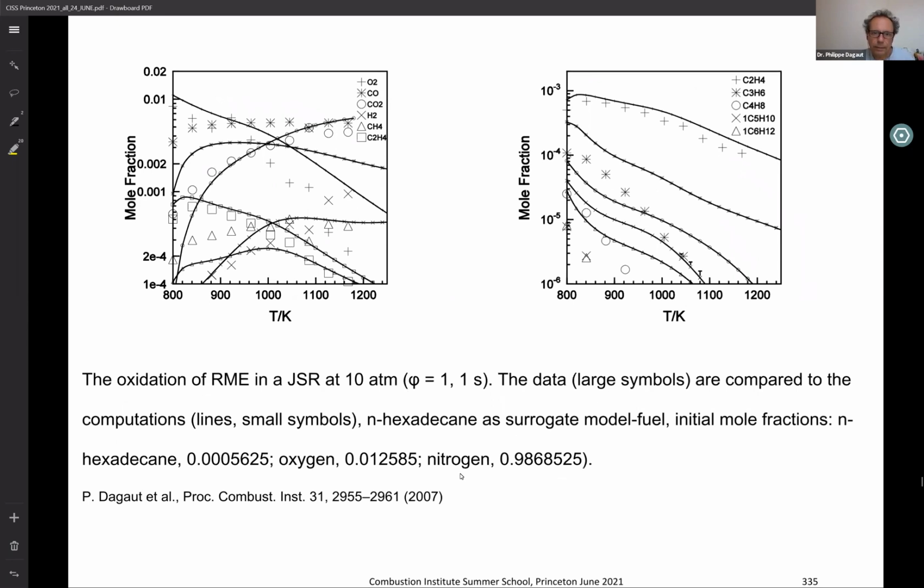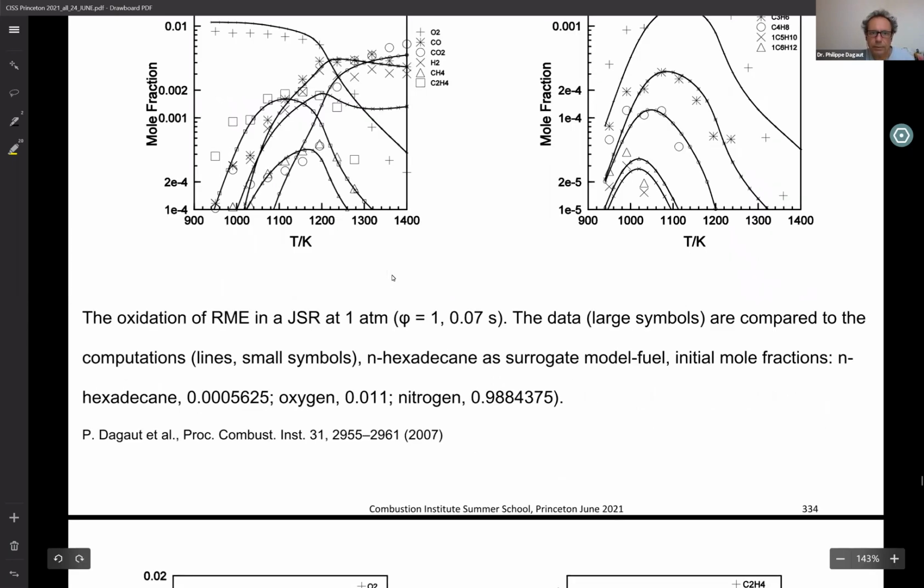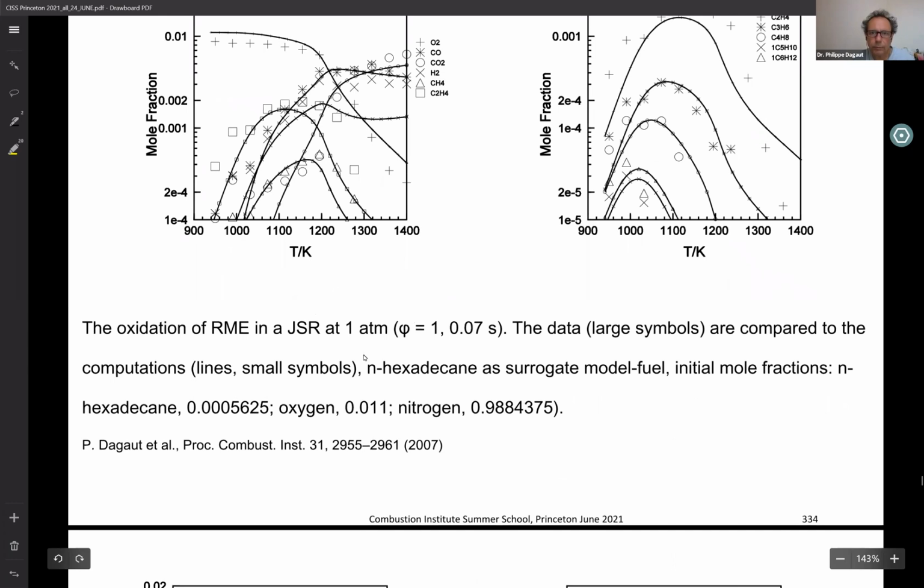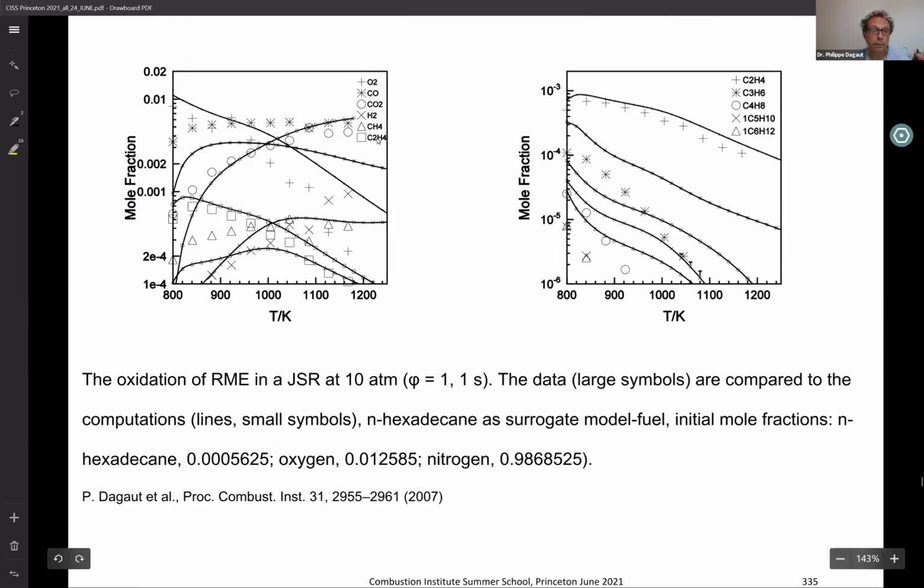These are other experiments. This first one was an experiment performed at 1 atmosphere. We did experiments at higher pressure. Of course, at higher pressure, you favor low temperature chemistry below 900 Kelvin, and then you cannot expect fully predicting the formation of the species in this region. But even so, it's not too bad, and if you look at the formation of CO2 here, up to 850, the model represents fairly well the data.